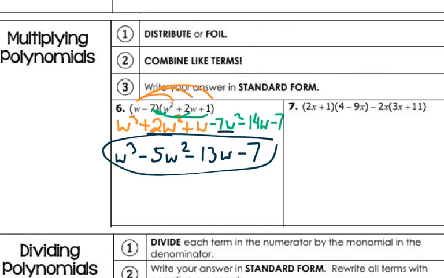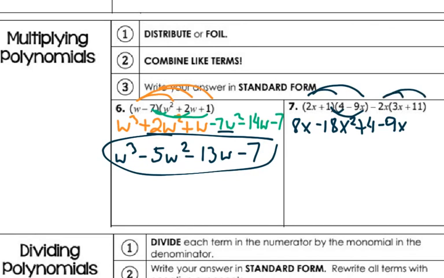Alright, in example number 7, we multiply the first two polynomials, and then we have to distribute negative 2x through the last one. At the end, we combine like terms. So let's multiply. So 2x times 4 is 8x. 2x times negative 9 is negative 18x squared. 1 times 4 is 4. 1 times negative 9 is negative 9x. I ran out of space, but you continue on in the same line.